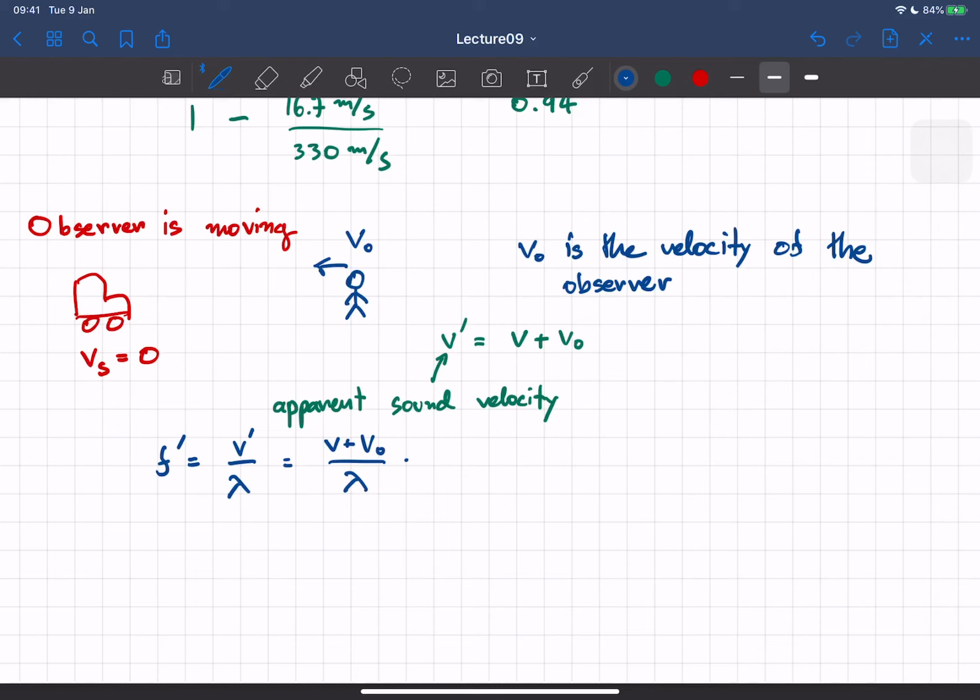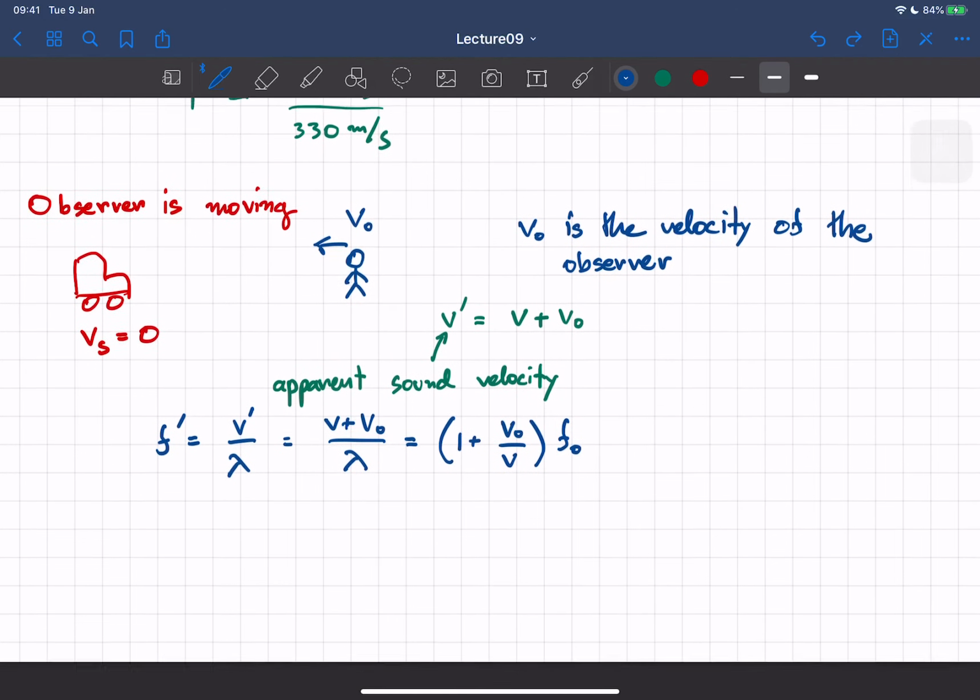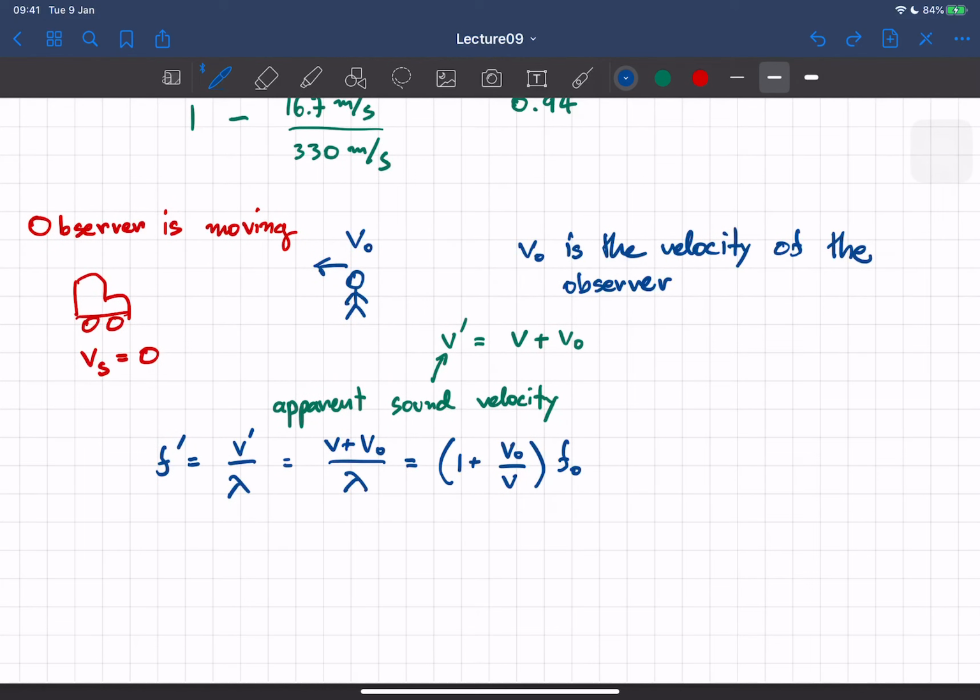And then what we can do is we can rewrite this in terms of the frequency, and I'm not gonna do too many steps here. I'm gonna write the result here, which is 1 plus v0 divided by v times f0. Okay, and just make sure that you know how to go from this to the end result here. Again, it's just dividing by f, multiplying by f just to get here. All right. So the formula is a bit simpler because you don't have to divide by a large chunk of something, right?